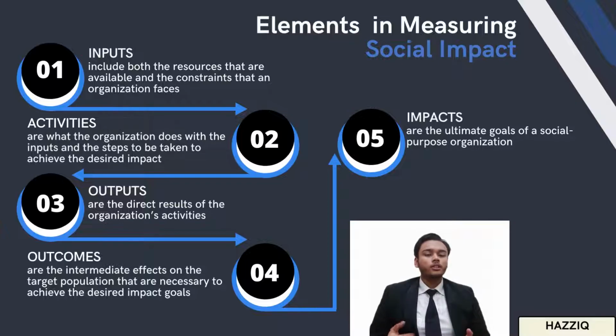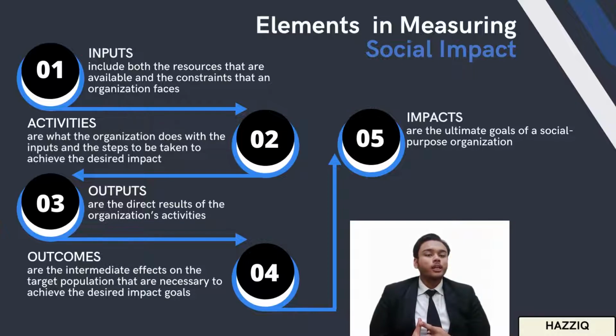After hearing the definition of social impact that Shafiq has explained, we might wonder what the elements are in measuring this social impact, right? Based on logic models, there are typically 5 critical elements: input, activities or what we call the process, output, outcome and impact. So let me explain each of these terms.